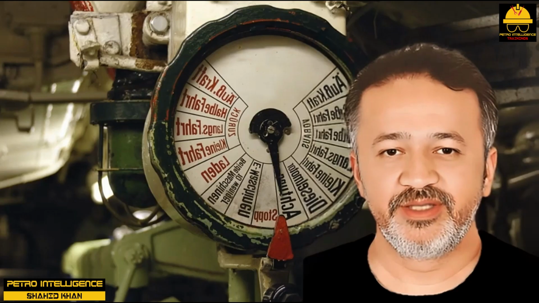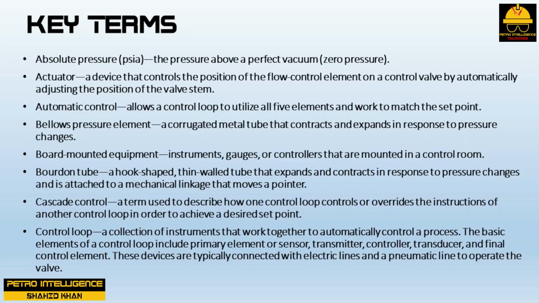Before starting the course, let us have a look at key terms. Absolute pressure, PSIA, is the pressure above a perfect vacuum or zero pressure. Actuator is a device that controls the position of the flow control element on a control valve by automatically adjusting the position of the valve stem. Automatic control allows a control loop to utilize all 5 elements and work to match the set point.